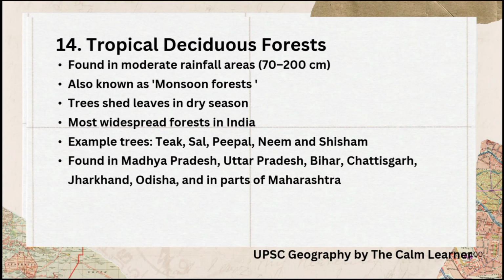The next forests would be tropical deciduous forests, which are found in the areas of moderate rainfall. Trees in these forests shed their leaves during the dry season to conserve water. These are the most widespread forests in India. Examples of trees of deciduous forest include teak, sal, peepal, neem, and shisham. They are found in areas of Madhya Pradesh, Uttar Pradesh, Bihar, Chhattisgarh, Jharkhand, Odisha, and parts of Maharashtra. These forests are economically important and face maximum human pressure.